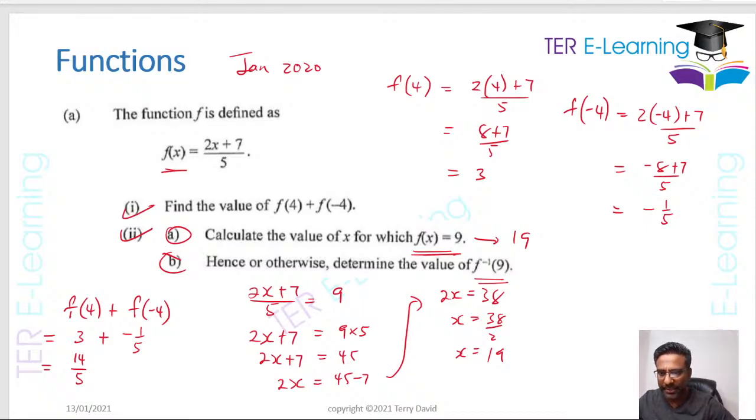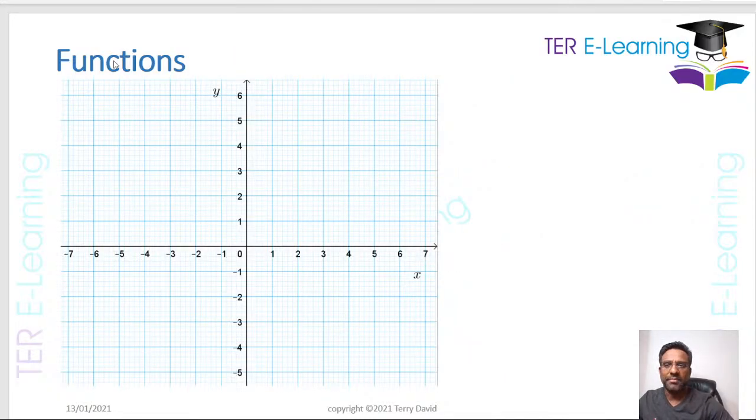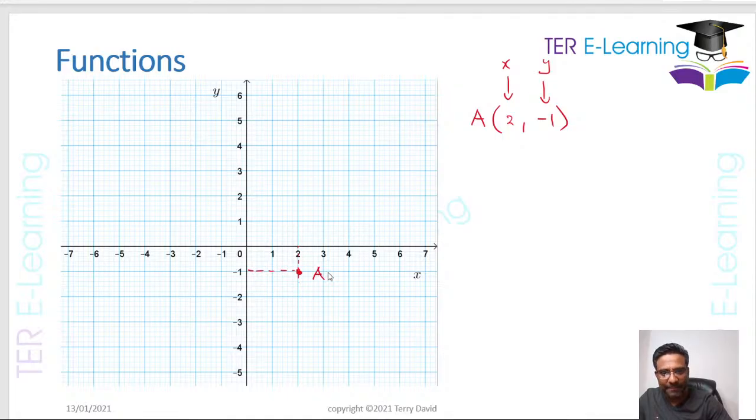All right, so let's move on now. So that's basically what you need to be able to do with functions. The next thing we need to be able to do is plot points on a graph. So if I were to tell you to plot the point, let's say, 2, -1, this value here is my x coordinate and this value here is my y coordinate. So x is 2 and y is -1. So this is -1 here and this is 2. So this is my point E.